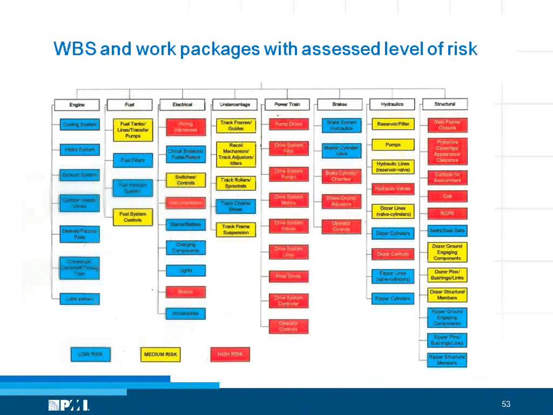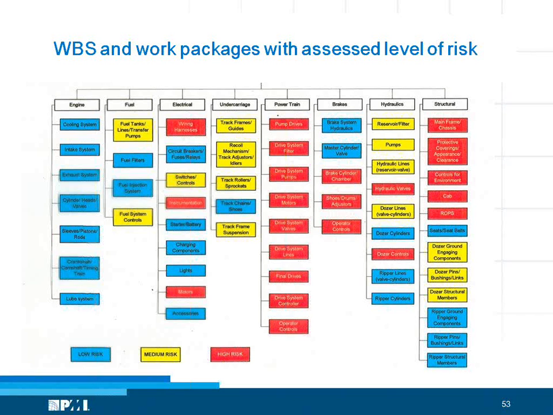What I have done here is to give you a simple WBS and a risk assessment for an automobile. I just used an automobile as an example because we have a heterogeneous audience. As you can see, I have given the engine, the fuel, the electrical part, undercarriage, powertrain, brakes, hydraulics, structural. So I have looked at each one of them. I have done a WBS of that, and I'm actually doing a risk breakdown structure for each of those.